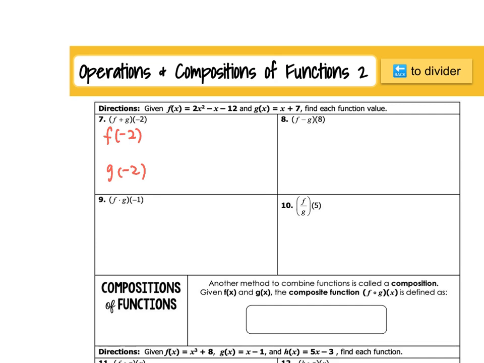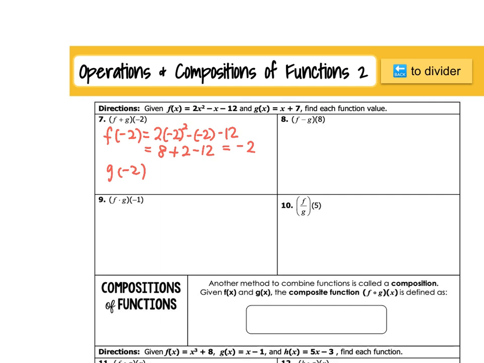So f of negative 2 is 2 times negative 2 squared minus negative 2 minus 12. So that will give 2 times negative 2 squared, which is positive 4. So 2 times 4, 8, right? This is an 8. Minus a negative becomes positive, and negative 12. So the final answer is negative 2.